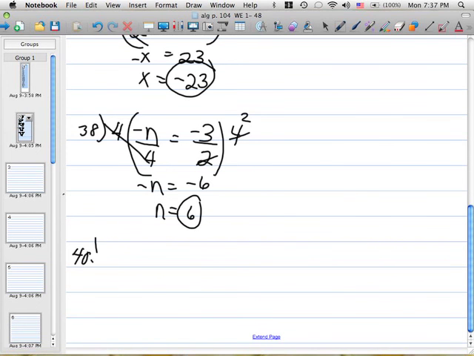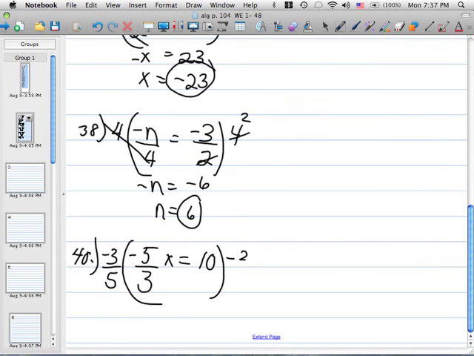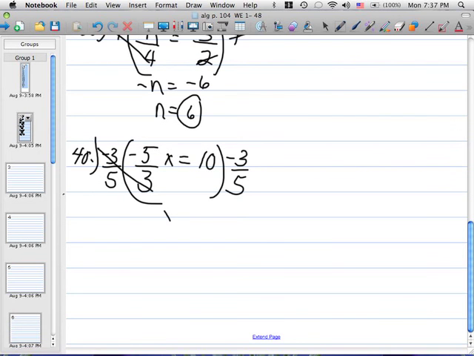Problem number 40. Negative 5/3 x equals 10. We're going to multiply by the reciprocal of negative 5/3, which is negative 3/5. Reciprocals cancel, making 1. 1 times x is x. 5 goes into 10 twice, so 2 times negative 3 is negative 6.